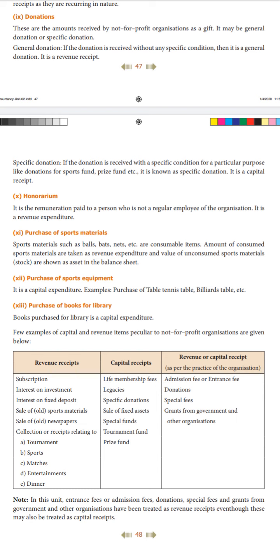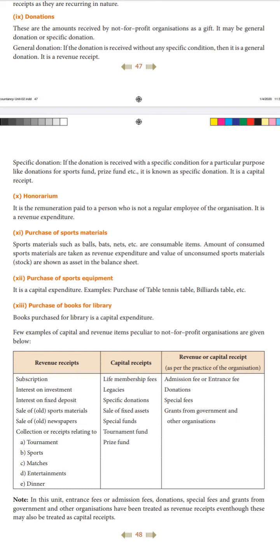Then purchase of sports equipments. Okay, materials is different. Like the example they have given, ball, bat, nets. These we will buy every now and then, but not the equipments, right? Like table tennis table and billiards table are given as examples here. Those tables will not be bought every now and then. Once it is bought, that is it, right? So it's just an investment for a longer period. So it is categorized under the capital expenditure.